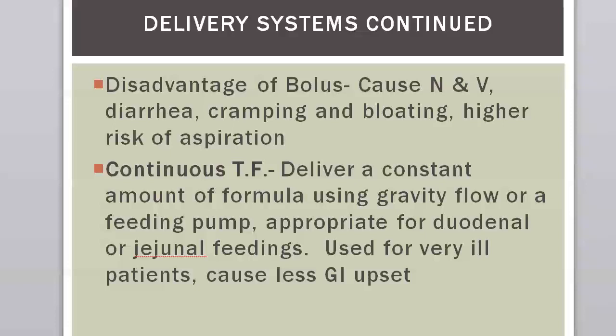The next one is a continuous tube feeding, and this delivers a constant amount of formula using gravity flow or a feeding pump, and this is appropriate for a duodenal or a jejunal feeding. We use this delivery system for patients that are very ill, and it will cause less GI upset.